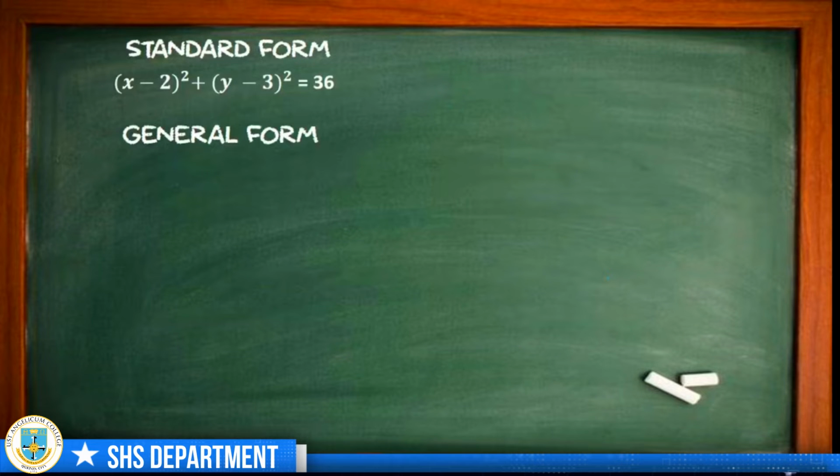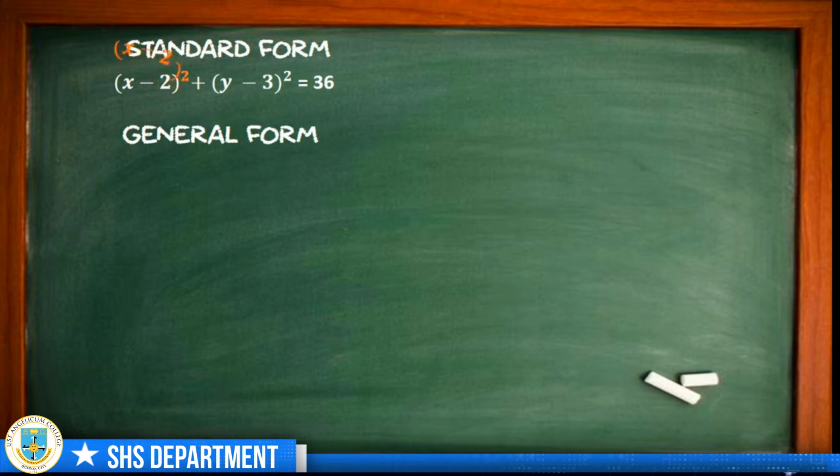Okay, so the objective of this lesson is for us to convert or change the equation from standard to general, and from general going back to its standard form. So let's begin with this example. Example number 1. So we have the quantity of x minus 2 squared plus the quantity of y minus 3 squared is equal to 36. So we are given an equation in standard form and we need to convert it to its general form.